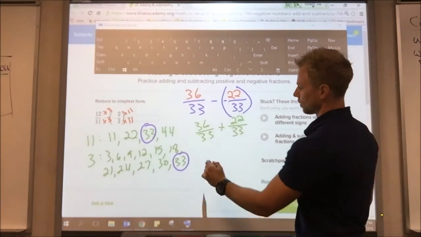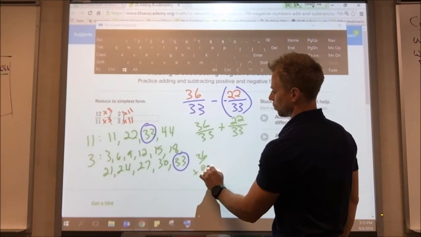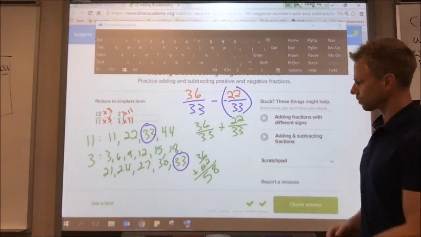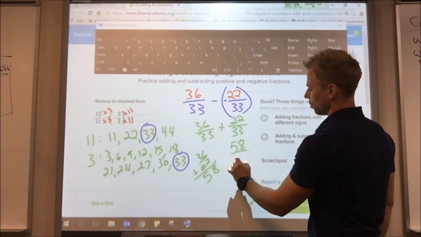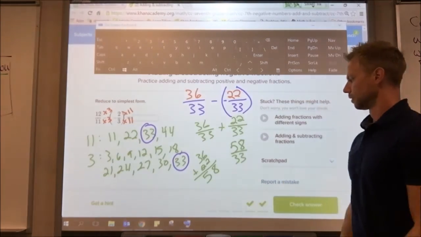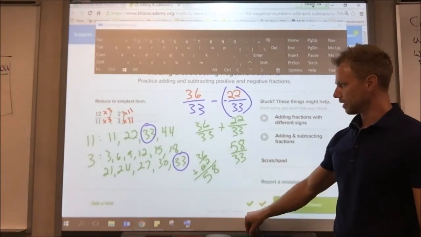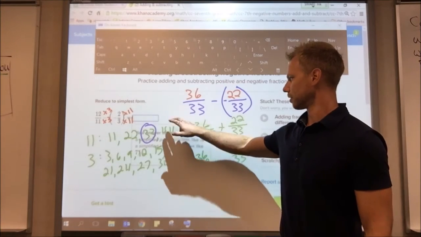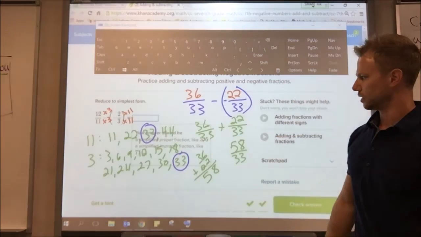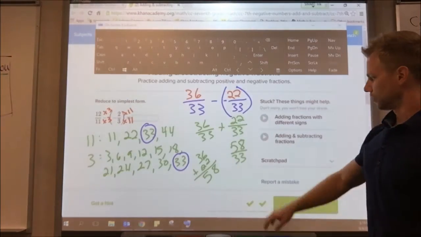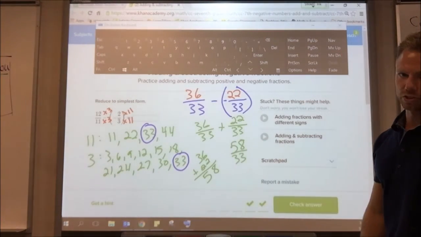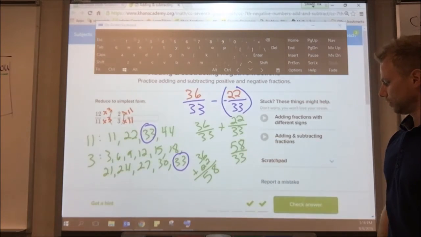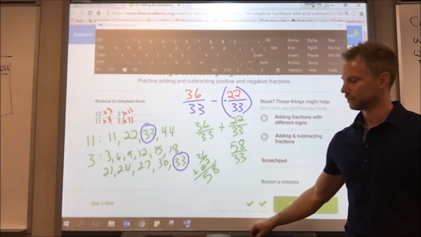Add those together. 36 plus 22 is going to give me 58. So I have 58 over 33. All right, now that is an improper fraction, and I cannot answer as an improper. It says my answers need to be proper fractions. So I need to do some division. I need to figure out how many times does 33 go into 58 evenly.